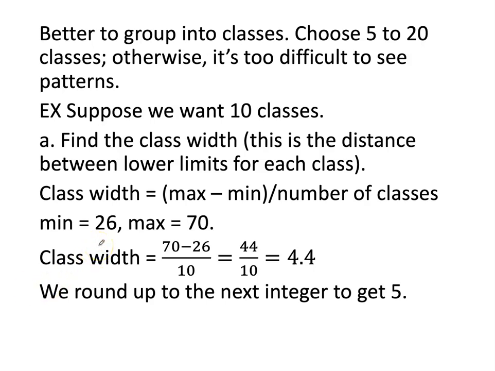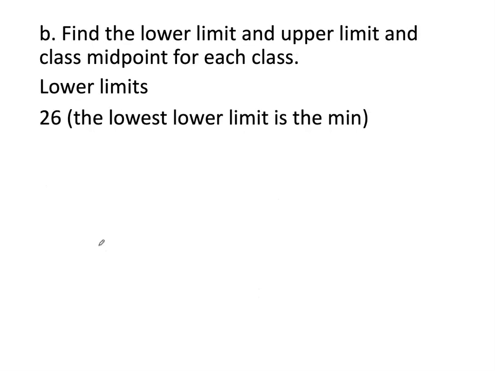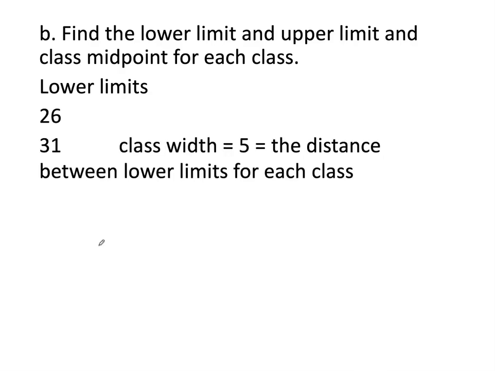That's the age of the youngest person. Maximum was 70. So the class width is going to be 70 minus 26 over 10. That's 44 over 10, in other words, 4.4. And we round up to the next integer to get 5. Okay, let's find the lower limit, the upper limit, and the class midpoint for each class. The lower limits, well, that's going to be 26. That's the first lower limit. The lowest lower limit is the min, and we saw earlier that the min was 26. The next one's going to be 31.